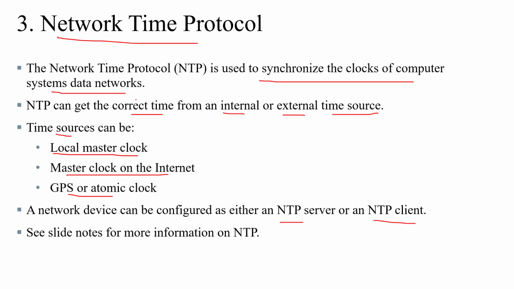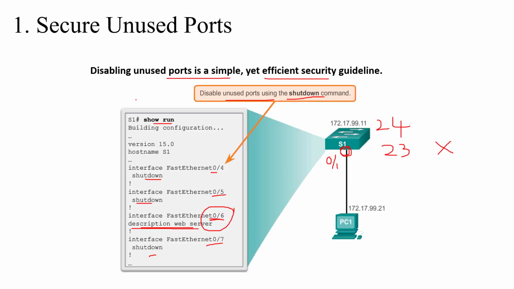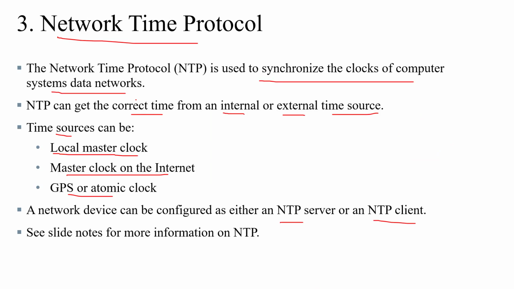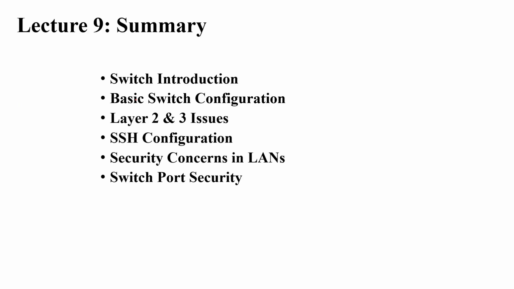That's it. In this part, in switch port security, securing unused ports is very important, and DHCP snooping is very important, as a way to avoid DHCP attacks by using port security. So what we studied in this lecture: we covered six different parts: switch introduction, basic switch configuration, layer 2 and layer 3 issues, SSH configuration, security concerns in local area networks, and finally switch port security. These are the things we covered here.